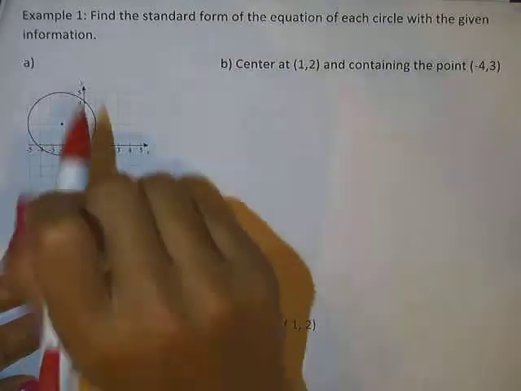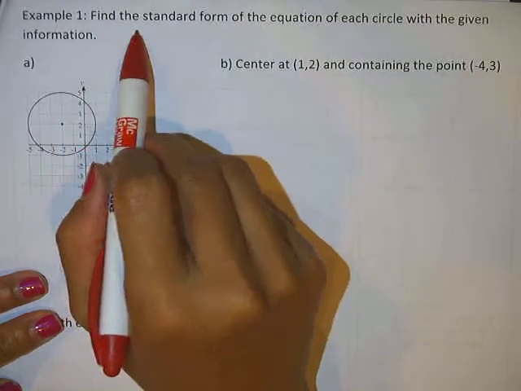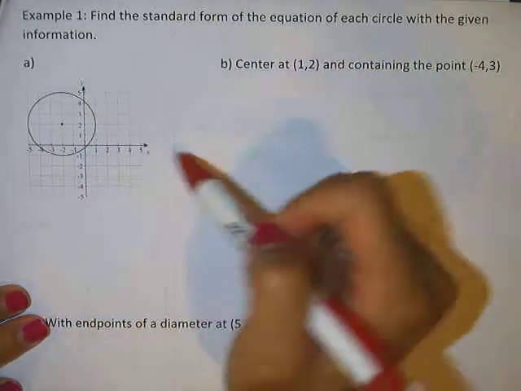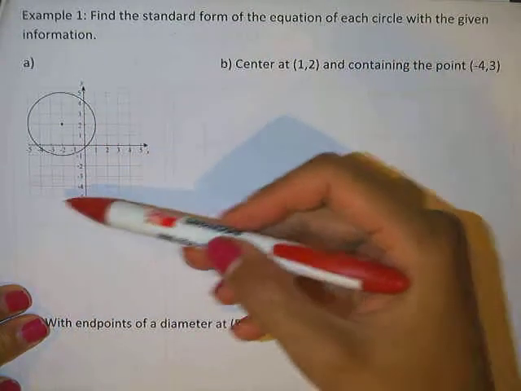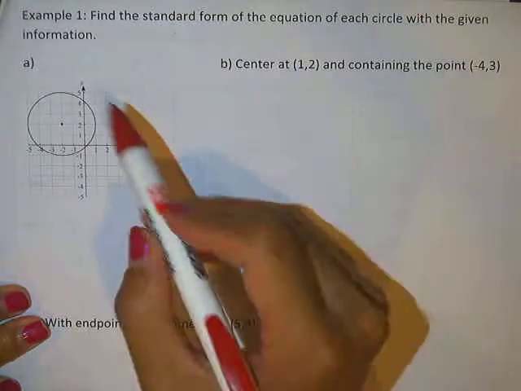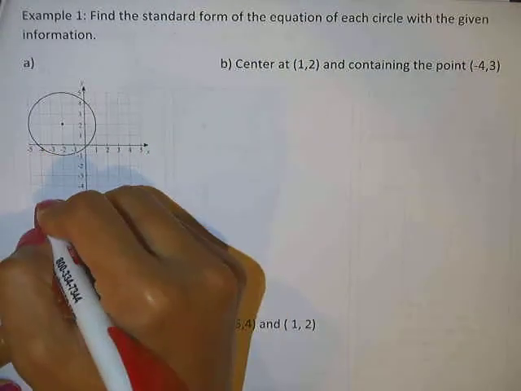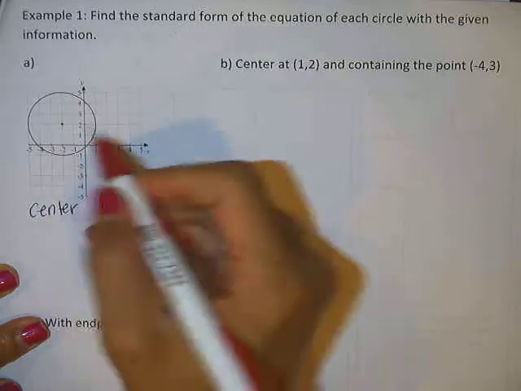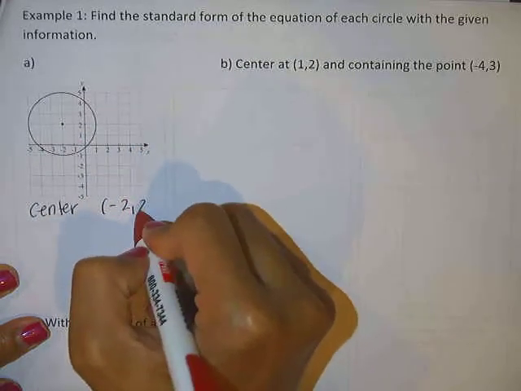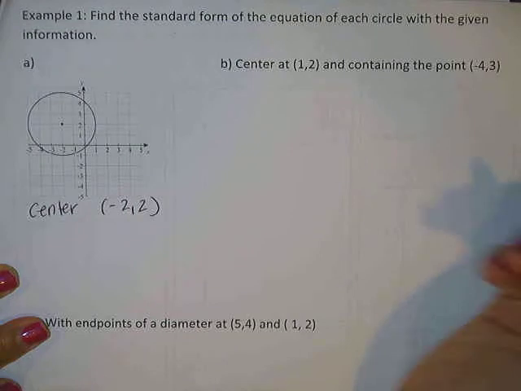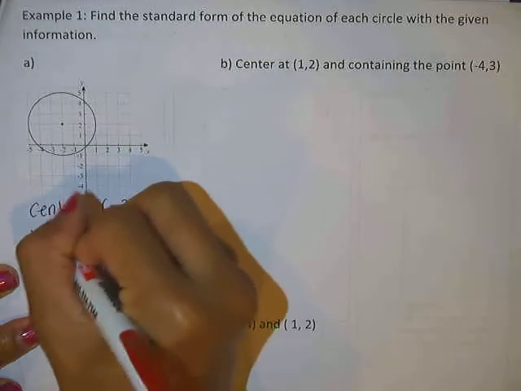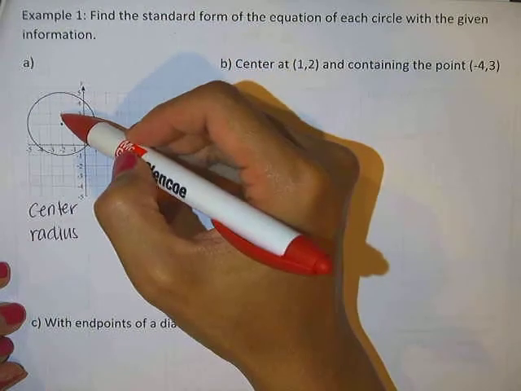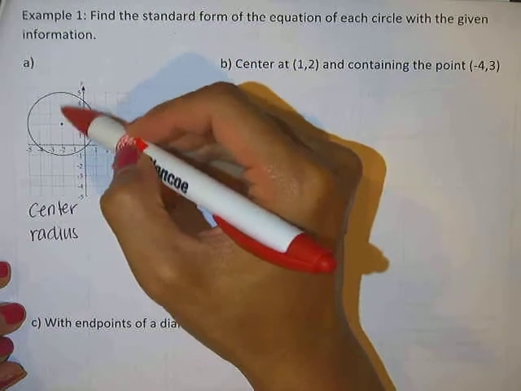Example 1. Find the standard form of the equation of each circle with the given information. This one you're given a graph, but you know the center right away. If I can just count, the center is at negative 2, positive 2. Now I'm also going to need the radius. From the picture, I can go up 3 units: 1, 2, 3. That means the radius is 3 units.